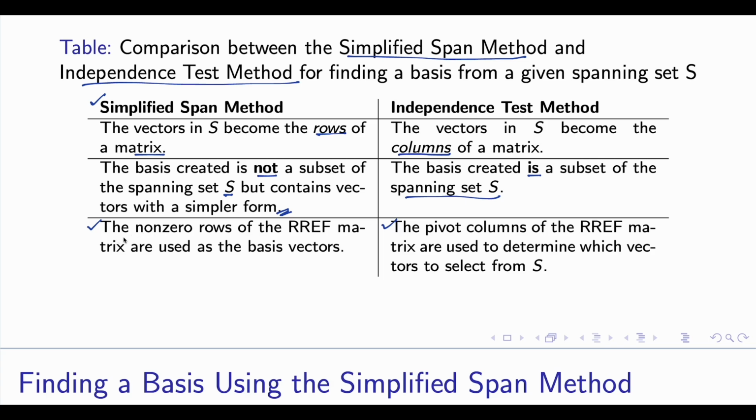And how do we choose the basis? The non-zero rows of the RREF of the given matrix, we can collect and declare as the basis vectors. And for the independent test method, wherever the pivot columns are, collect those vectors. They are linearly independent, and they will be a subset of S. Depending upon whether the given set is a basis or a spanning set, you are going to throw out some dependent vectors from S. Here, the non-zero rows of the RREF are not members of S. So this is the difference.